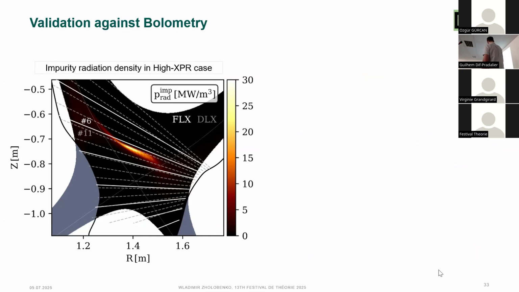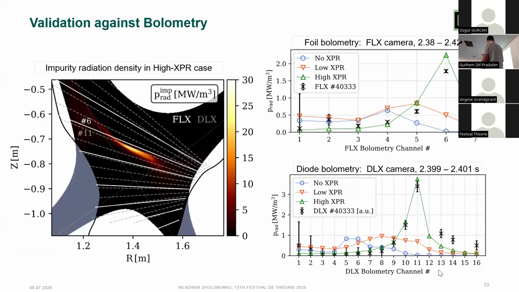And here we want to compare it to experimental bolometry measurements. The white lines are lines of sight. There are the FLX and DLX systems. Don't ask me about the technical details. Important for us is that the FLX system measures quantitatively, while the DLX system only measures relative radiation intensities. And what you see here is that for these different channels, for the high X-point radiator case, we get a very good match actually. And also the shape of the radiation appears fairly realistic.